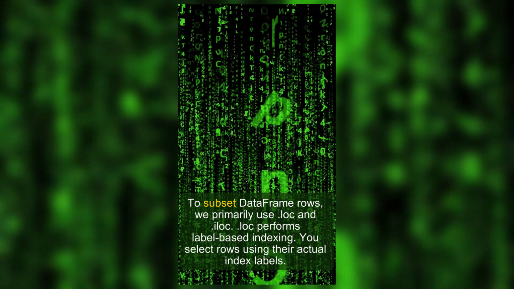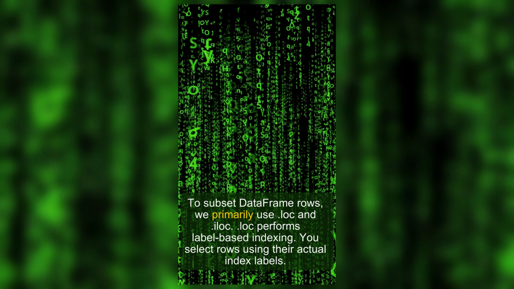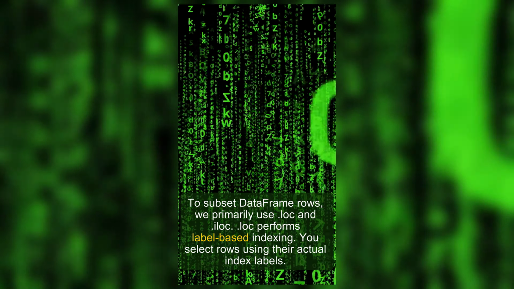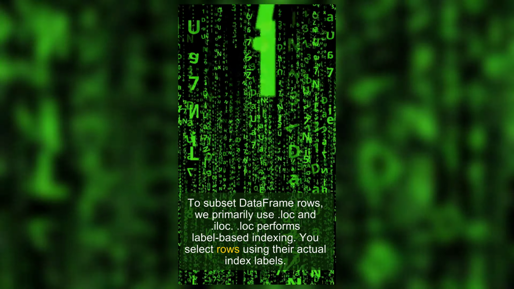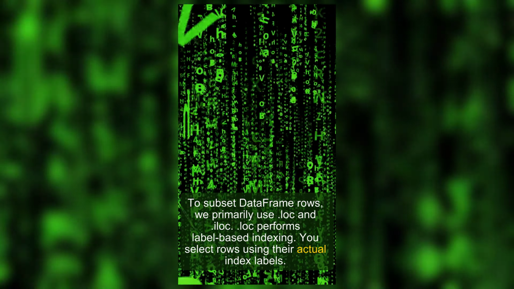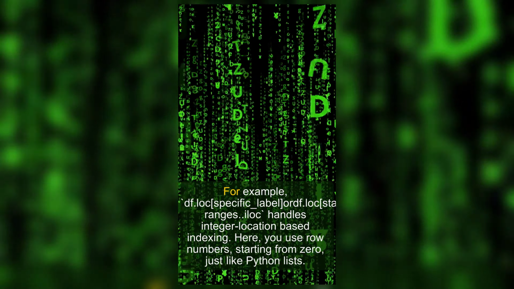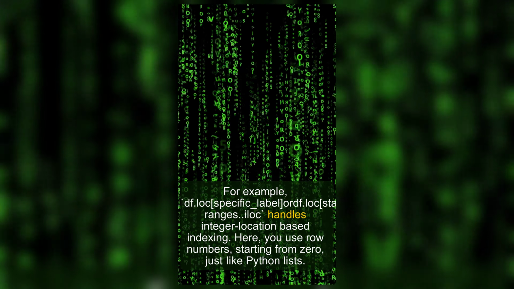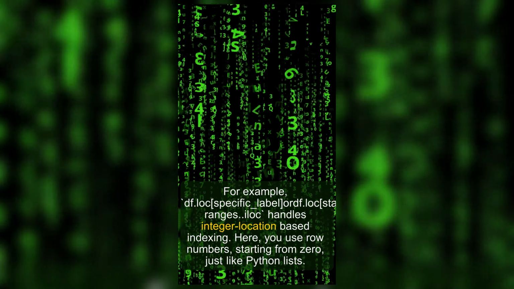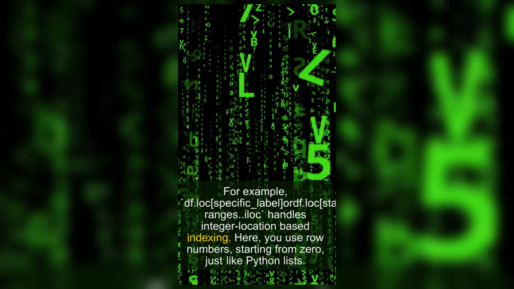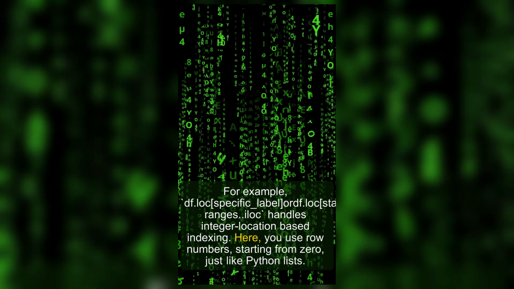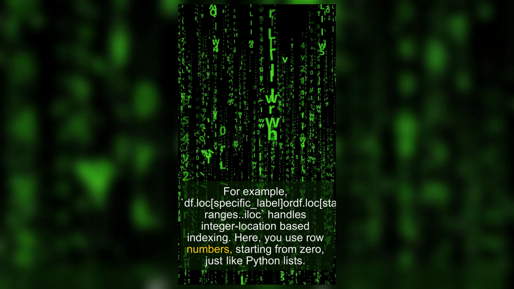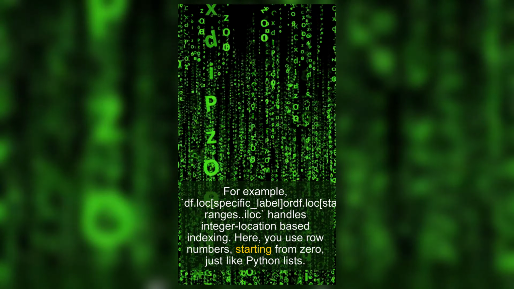To subset data frame rows, we primarily use .loc and .iloc. .loc performs label-based indexing. You select rows using their actual index labels. For example, df.loc[specific_label], or df.loc[start_label:end_label] for ranges.